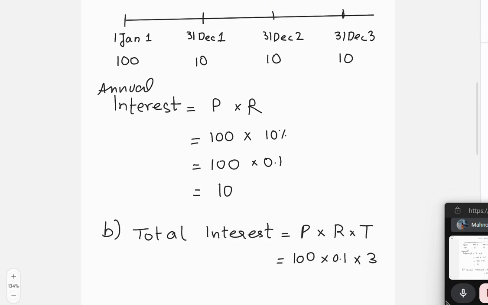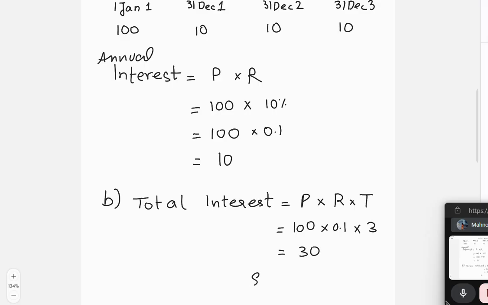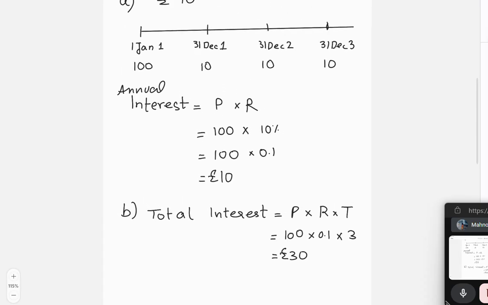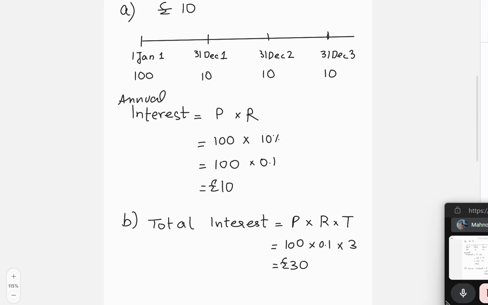3. Is that right? And you have already multiplied these two in the first part, which was 10, and 10 times 3 is 30. So basically, the total interest that she will be earning is £30. Is that correct? Yeah. So this is how you work out part B. I have explained it in detail. Basically, you just had to do PRT, which is just 100 times 0.1 times 3, and you just get 30.